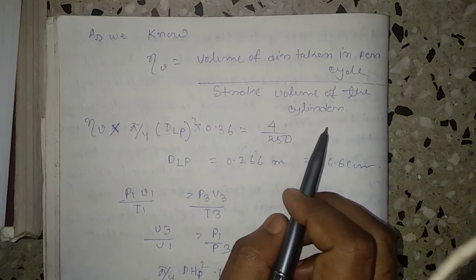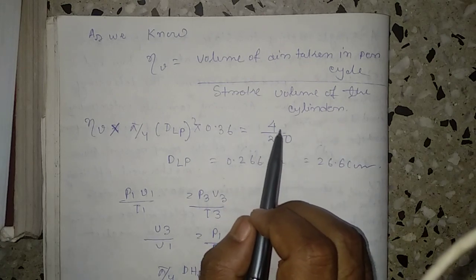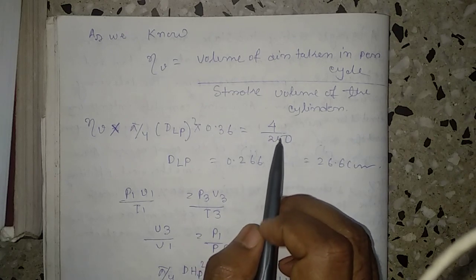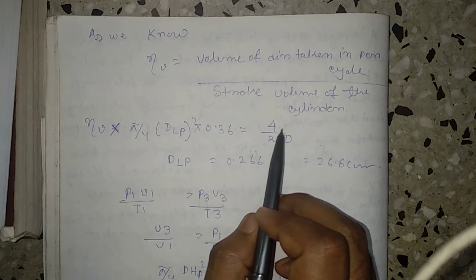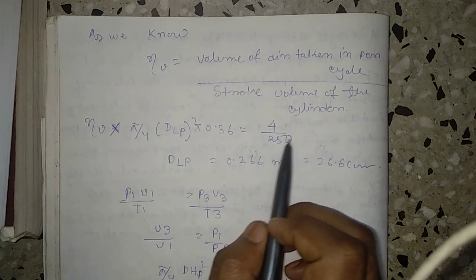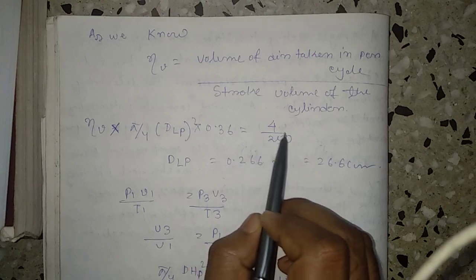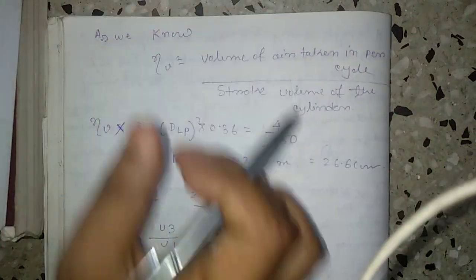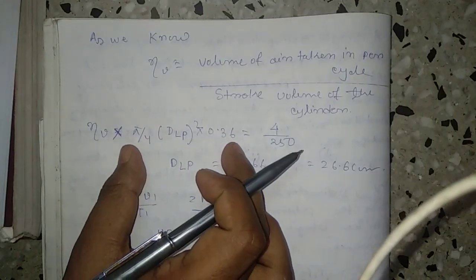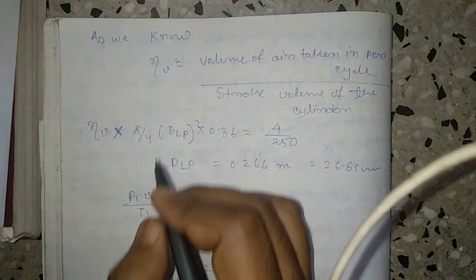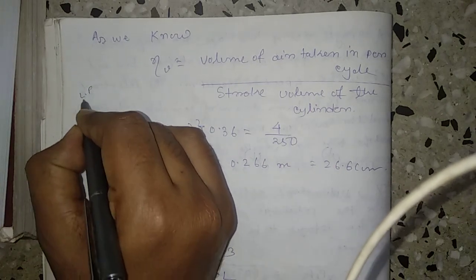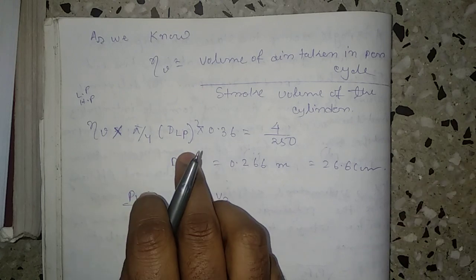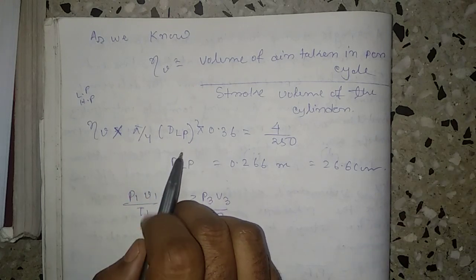Now, the volume of air taken in per cycle will be 4 meter cube per minute divided by the speed, 250 rpm, is equal to volumetric efficiency times the stroke volume of the cylinder. This is the stroke volume of the cylinder, pi by 4 into d squared into L. For the low pressure, because in a two-stage compression process, one is low pressure, one is high pressure. First of all, we calculate that for the low pressure compression process or low pressure cylinder.